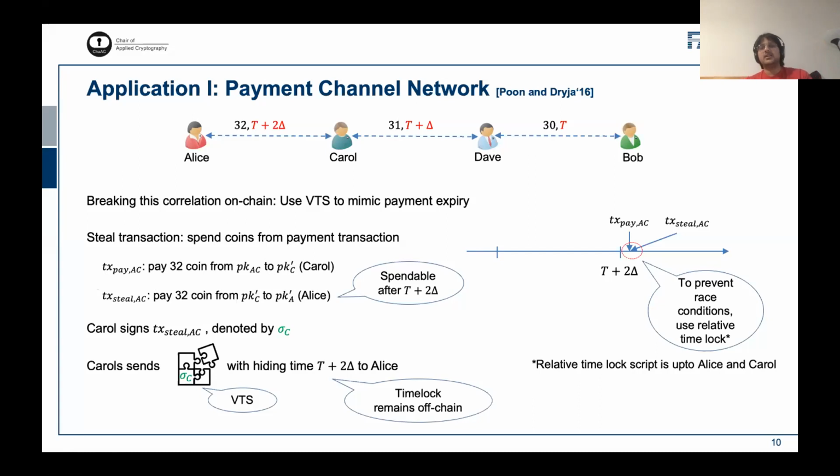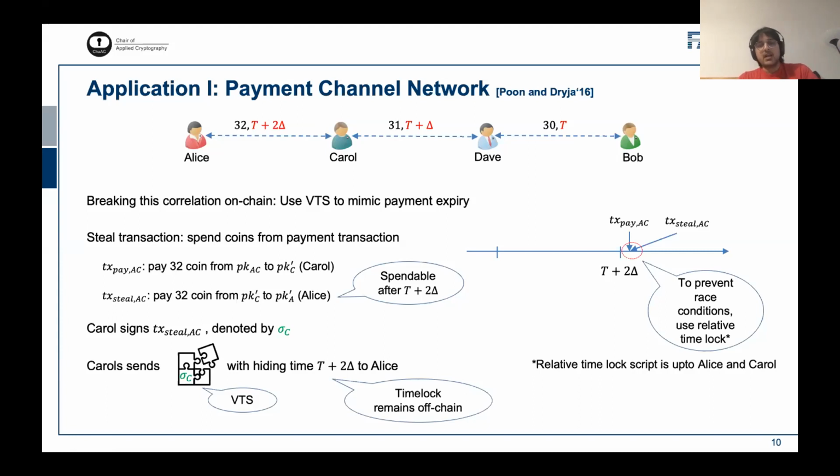script. But notice that this relative time lock is completely specific to Alice and Carol. It does not depend on the relative time lock value between Carol and Dave and Bob. So this is independent of the other 2 relative time lock values, and therefore it's not correlated. So notice that the absolute time lock, the absolute payment expiry, is realized through VTS, and we ensure that the relative time locks are not correlated with the other payments.